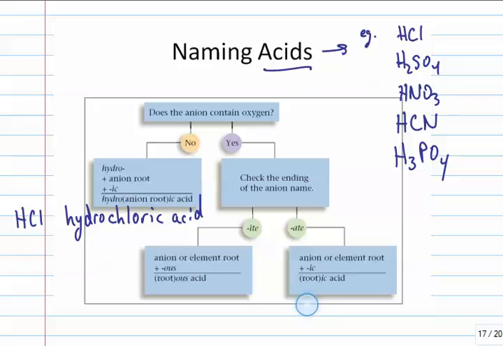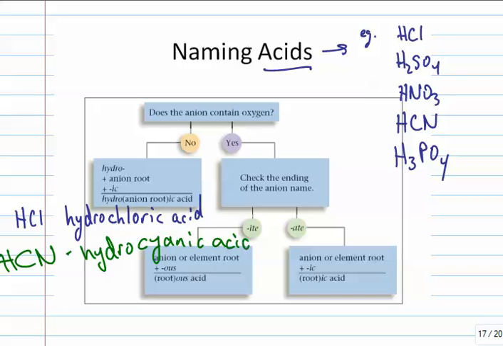We might have HCN. Here our anion is cyanide, and we would name this hydrocyanic acid. The rules for these simple acids are pretty straightforward. If the hydro is present, there is no oxygen.